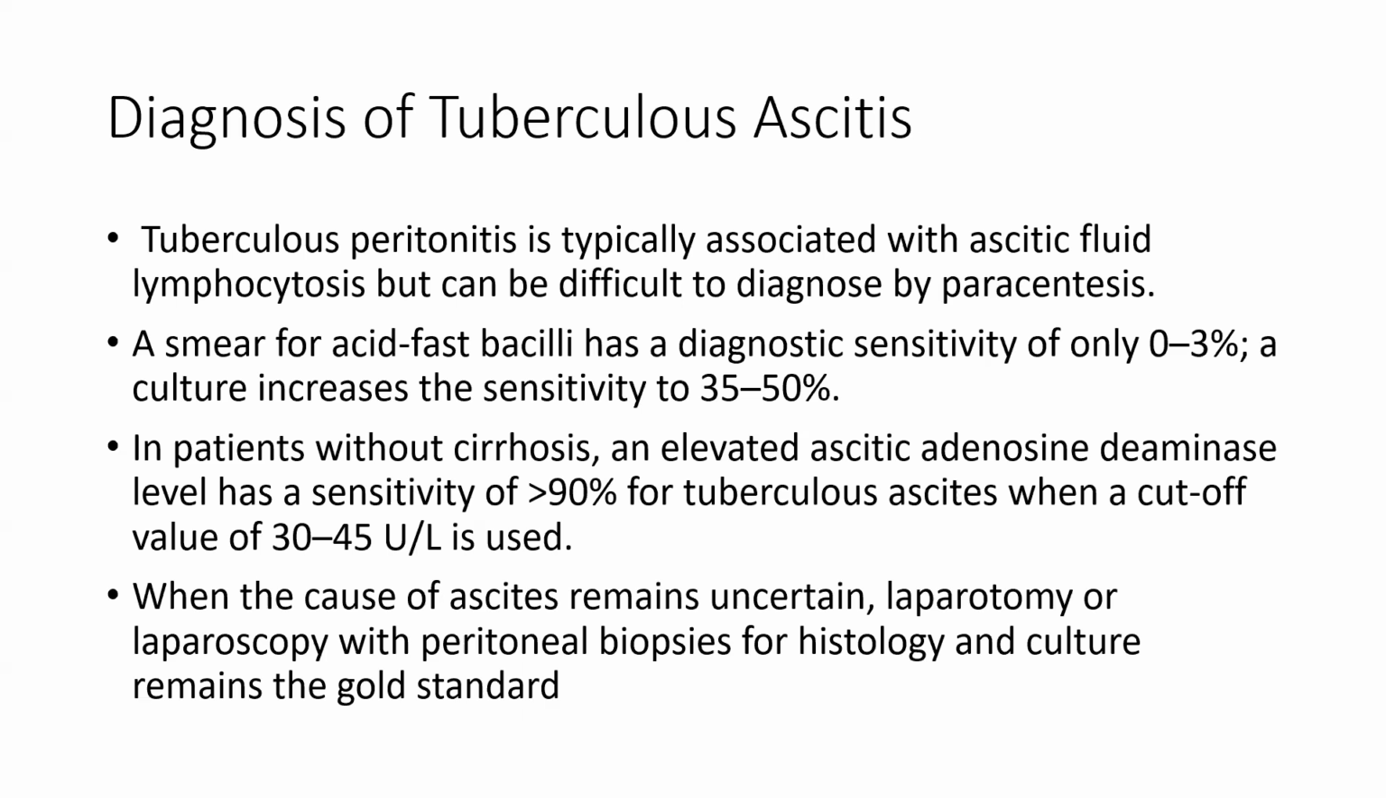35 to 50%. In a patient without cirrhosis, an elevated ascitic adenosine deaminase level has a sensitivity of more than 90% for tuberculous ascites when a cutoff value of 30 to 45 is used. When the cause of ascites remains unclear, we have to go for other options like laparotomy or laparoscopy with peritoneal biopsies for histology, and culture remains the gold standard.